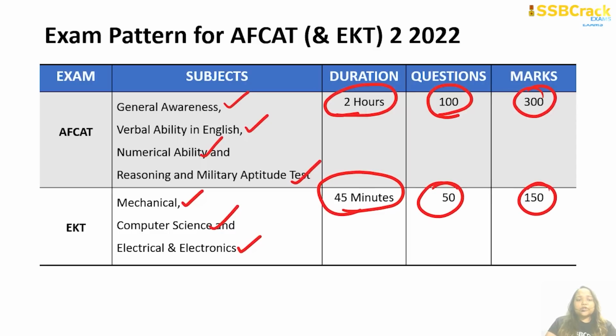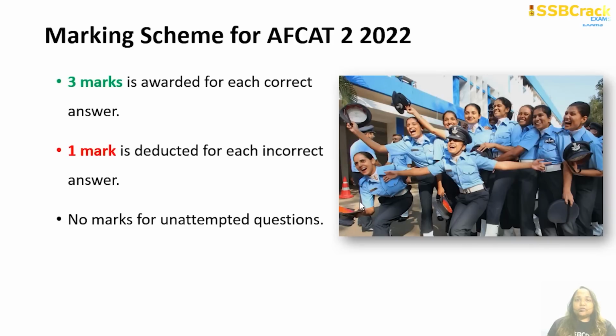So also let us look into the marking scheme, because this is very important for those of you who want to take the AFCAT 2 2022 exam. Now in the AFCAT examination, 3 marks will be awarded to you if you are correctly answering any question. There is a provision for negative marking, and you will lose 1 mark if you are incorrectly answering any question. However, if you are skipping any question that you are not attempting, then you will not get any marks for it.